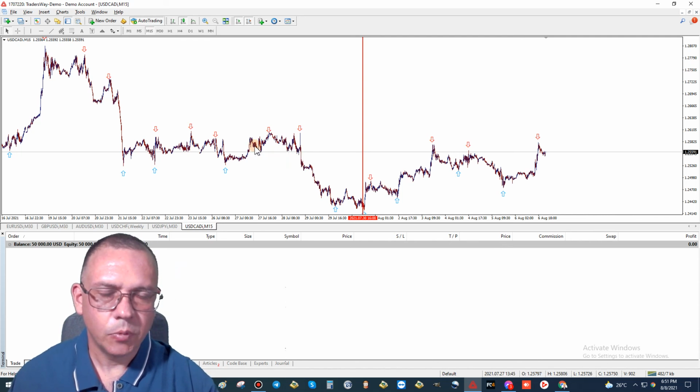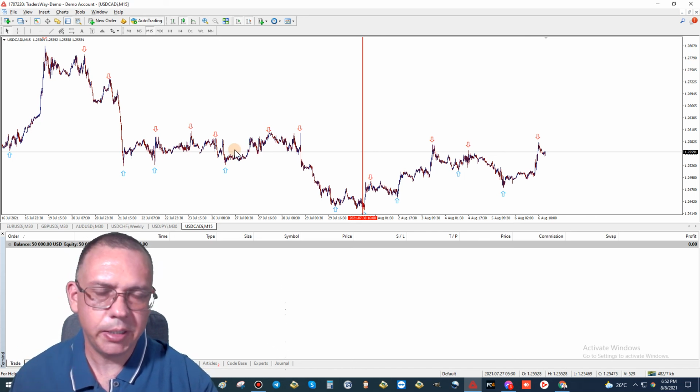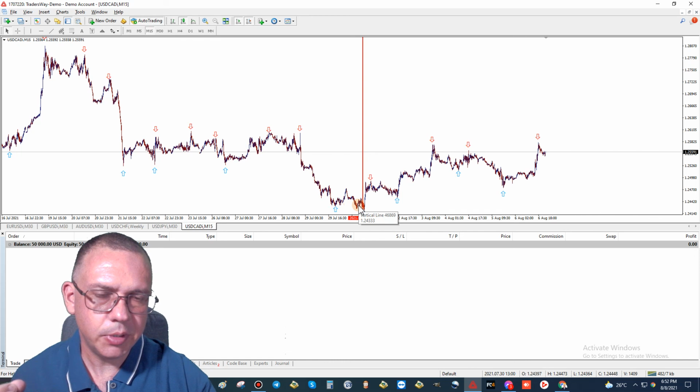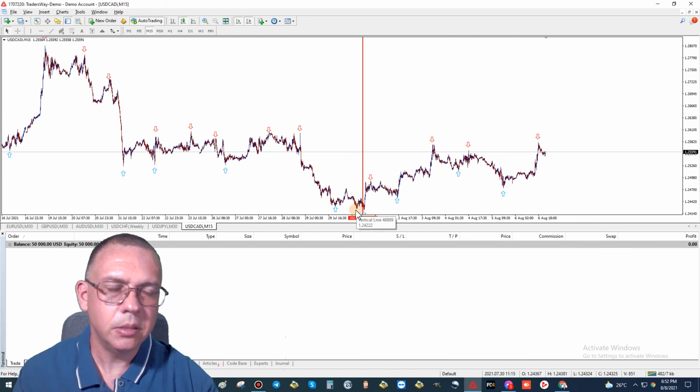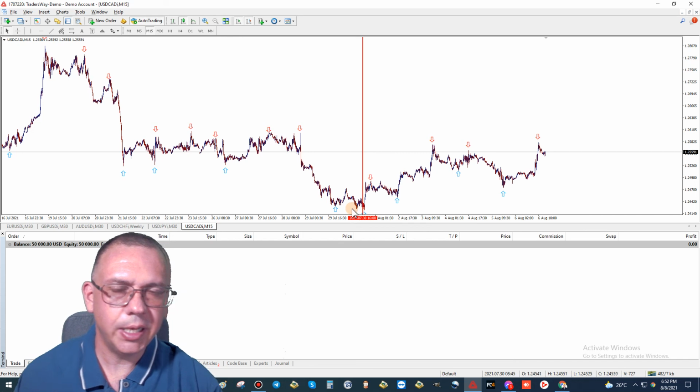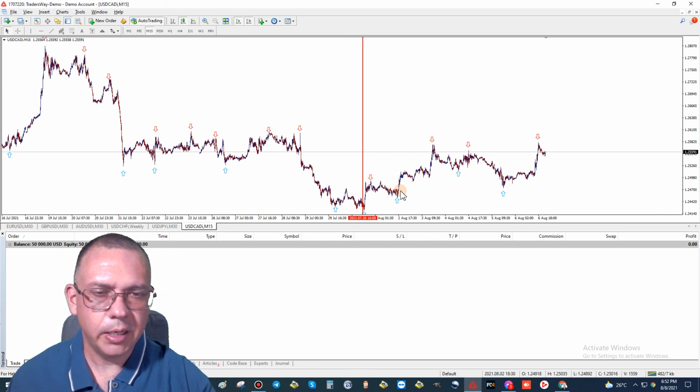The reason being is that you get a lot more repaint on the smaller time frame. The smaller the time frame, the more repaint. So if you get a signal on the 15-minute that pops up, it might keep repainting, so you need to wait. I'd wait about an hour to see if it stops repainting, and then place your trade and close it on the next opposite arrow. And just repeat that process.